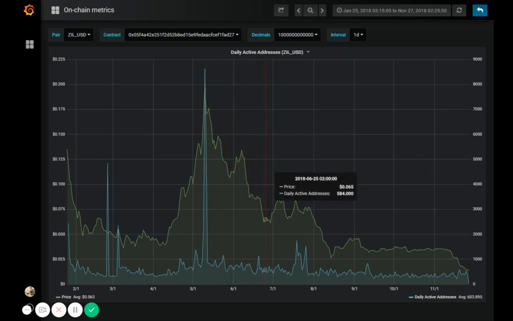So basically, not only can DAA be used to identify the tops, but also, on the other hand, if the DAA spikes and then begins tumbling down, that can mean that the crowd interest simply can't keep up with the price anymore, and so we're likely to see the price descend as well, which is, unfortunately for Zilliqa, exactly what happened in this case.